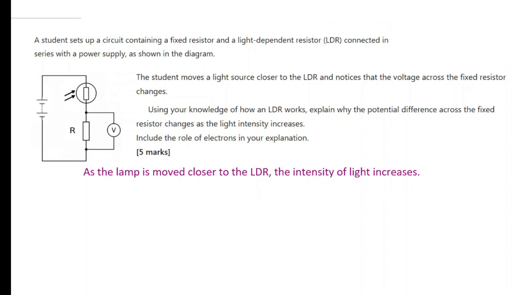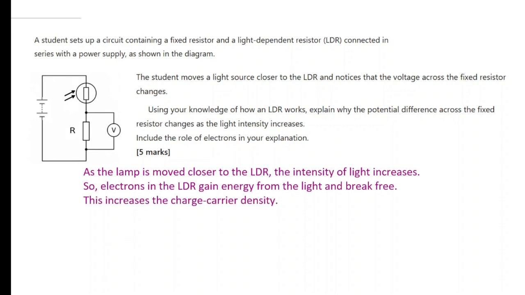So let's see what sort of points we can come up with for this question. As the lamp is moved closer to the LDR, the intensity of light increases. Now that's obvious. When you bring the lamp close to the LDR, it gets a greater intensity of light. So electrons in the LDR gain energy from the light and break free. So this light is a form of energy, so the electrons absorb energy and they break free.